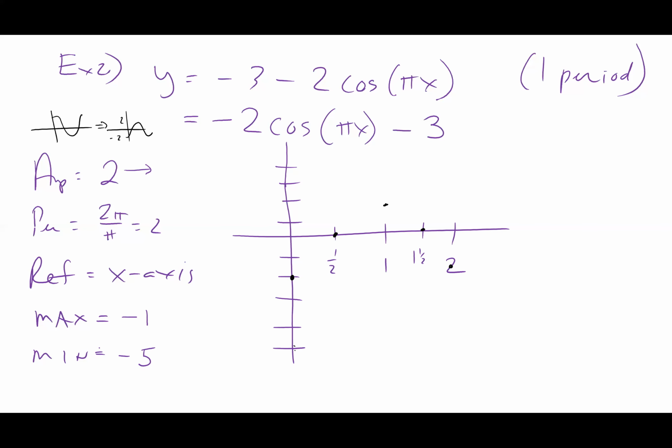And 1, 2, 3 down. Translate them down 3 units each time. 1, 2, 3. 1, 2, 3. 1, 2, 3. And 1, 2, 3. That's probably a little high there.